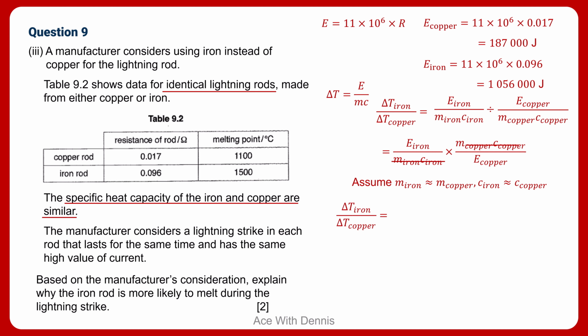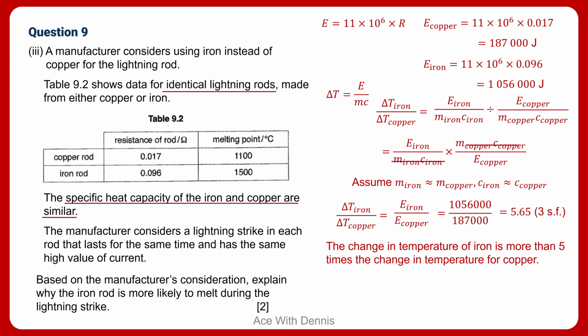Hence, now the ratio of the change in temperature in the iron over the change in temperature in the copper will be equal to the thermal energy in the iron rod divided by the thermal energy of the copper rod, which is equal to 1,056,000 divided by 187,000, and we get the value of about 5.65, rounded to 3 significant figures.